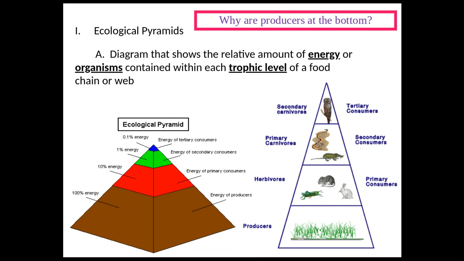The second trophic level consists of our herbivores. Those are the ones that eat plants, herbs, herbivores. Our primary carnivores are the ones that eat the herbivores. And then the fourth trophic level is our secondary carnivores.